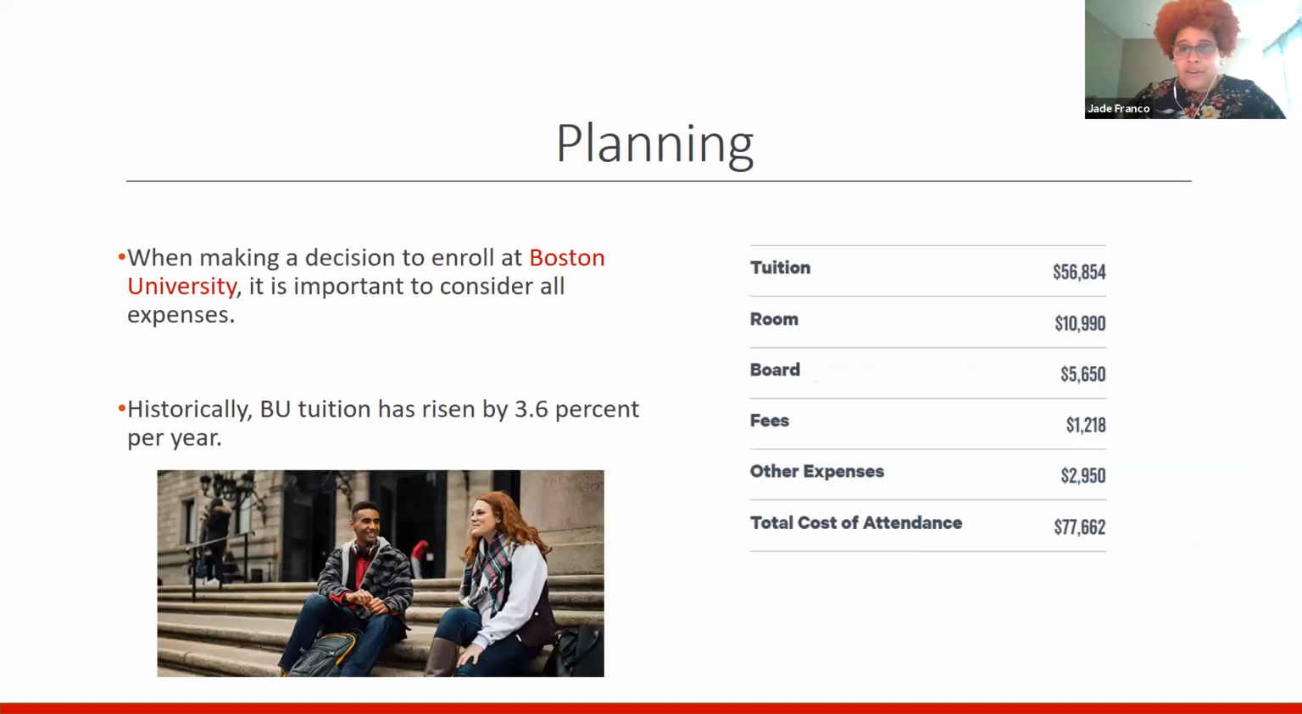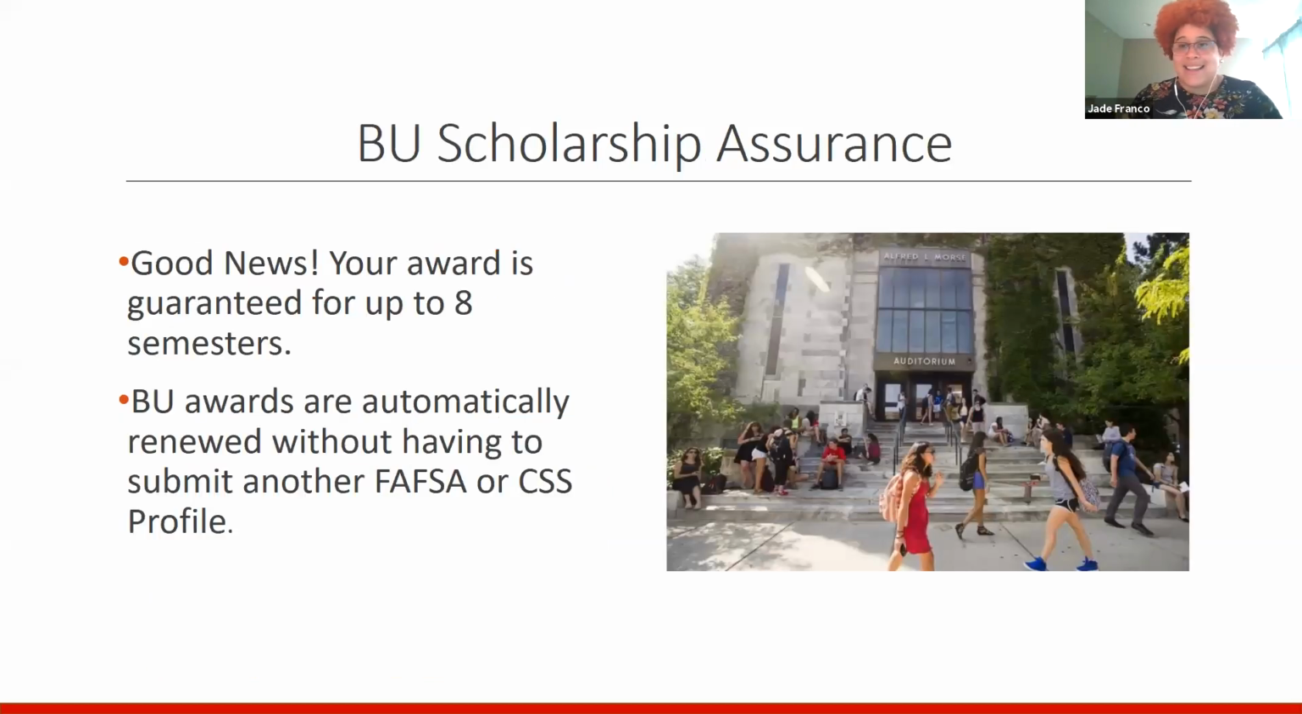When you are planning for the cost of attendance at BU over the 2 to 4 years that you might be at BU, depending on how many transfer credits you have, we want you to make a holistic decision. Historically, tuition and fees at BU have risen about 3.5% or so each year. So just keep that in mind as you're making a financing plan with your family. The good news is that BU offers scholarship assurance for the aid offers that are made to students that have been accepted. And once their aid offers are confirmed, that aid offer is guaranteed for up to 8 semesters.